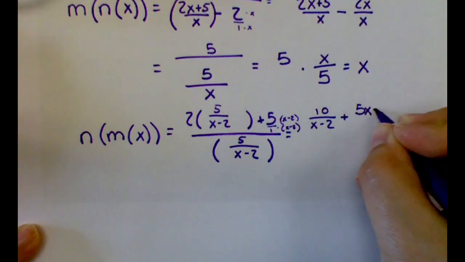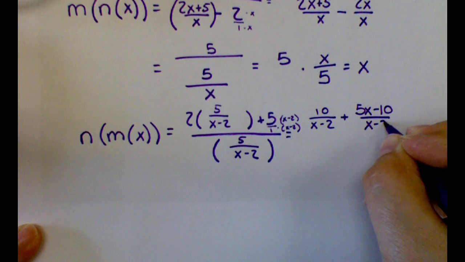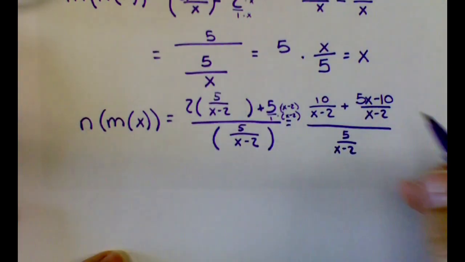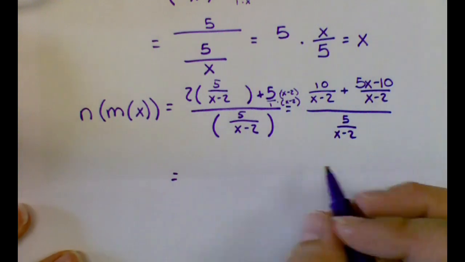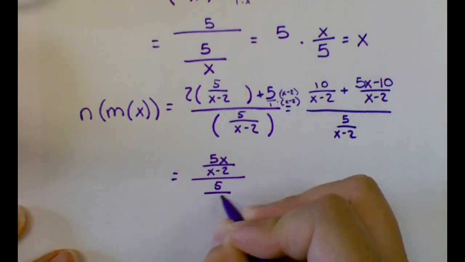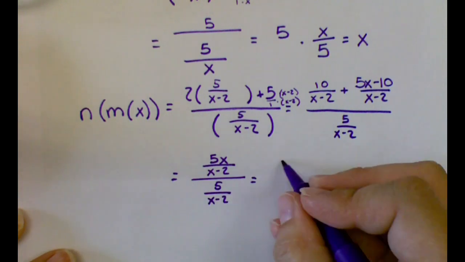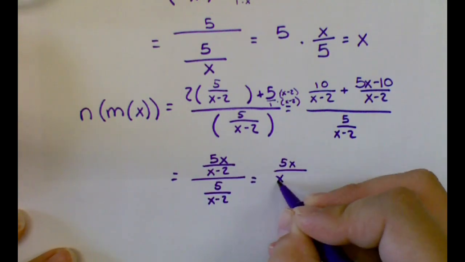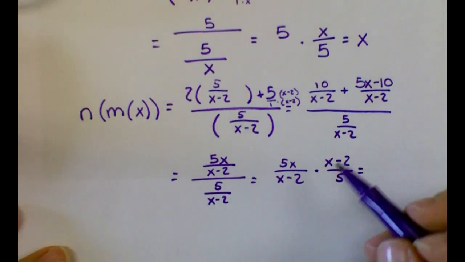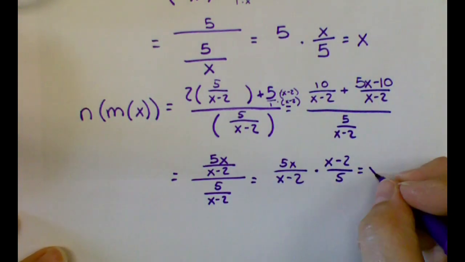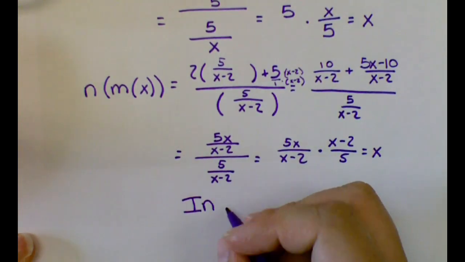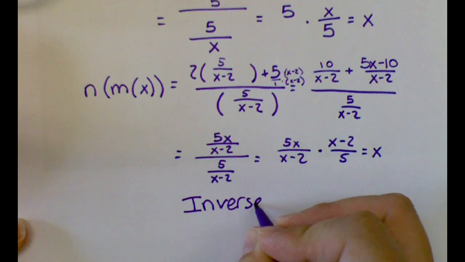That makes 5x minus 10 over x minus 2, over 5 over x minus 2. Combine my two fractions that are in the numerator. I end up with 5x over x minus 2, over 5 over x minus 2. And then we'll multiply by the reciprocal of the denominator. So we'll multiply by x minus 2 over 5. You'll notice my x minus 2's cancel, my 5's cancel, leaving just an x. Both compositions simplified to just x, so these are inverses.